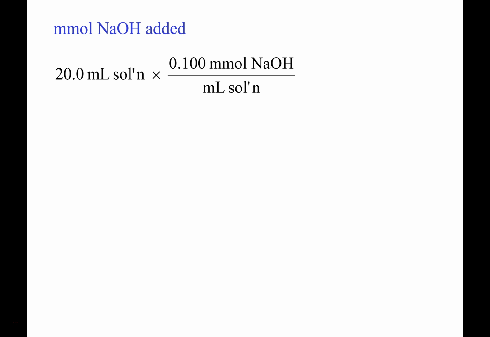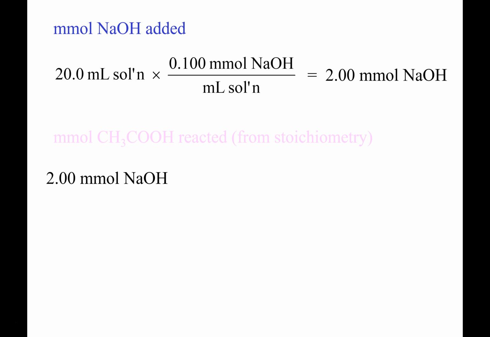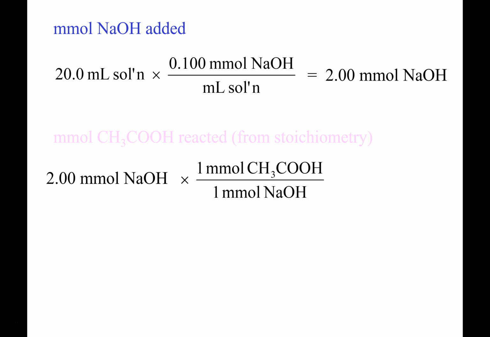Over the molarity, we were given 0.100 millimoles of NaOH per milliliter of solution. So that gives us 2.00 millimoles of NaOH that we've added. So how much of the acetic acid has reacted? Well, we can use the 1-to-1 stoichiometry. So don't skip this step. It's tempting. So it looks like this. We have 2.00 millimoles of NaOH times 1 millimole of CH3COOH over 1 millimole of NaOH. And you're right, that says that we're going to use up 2.00 millimoles of CH3COOH.